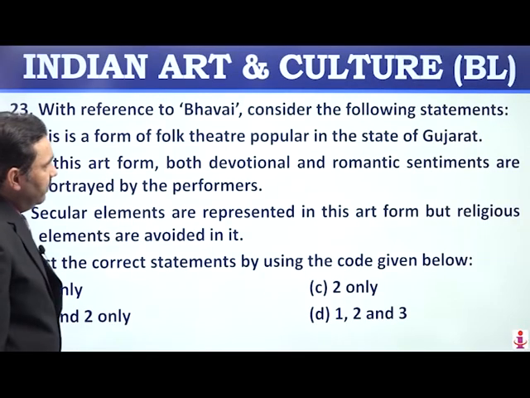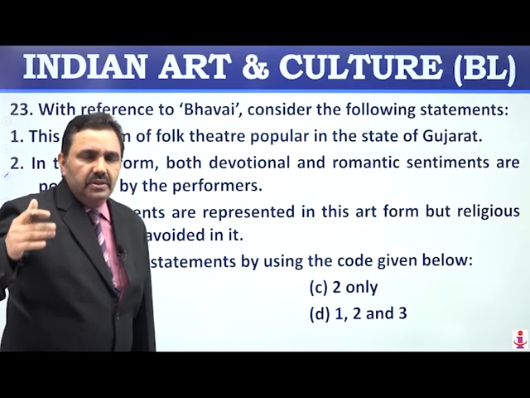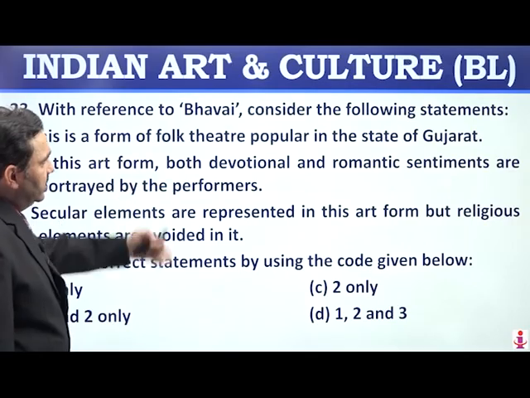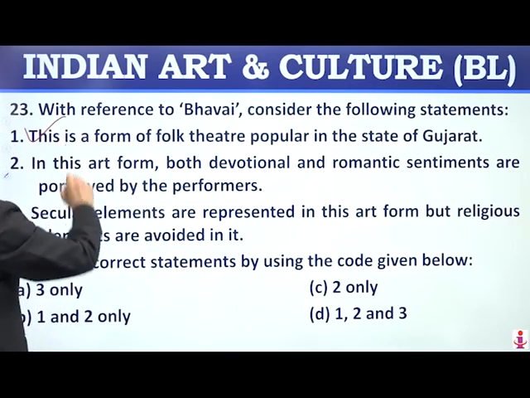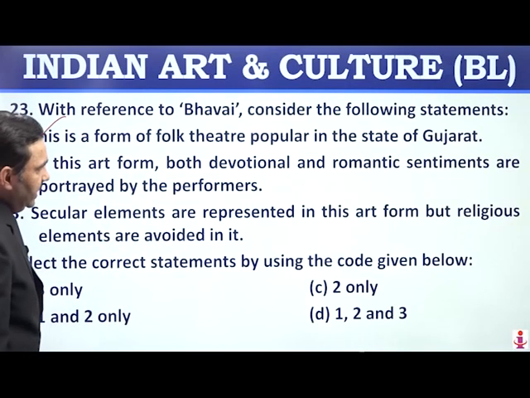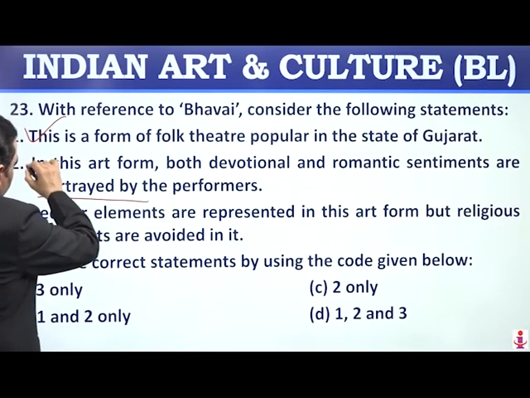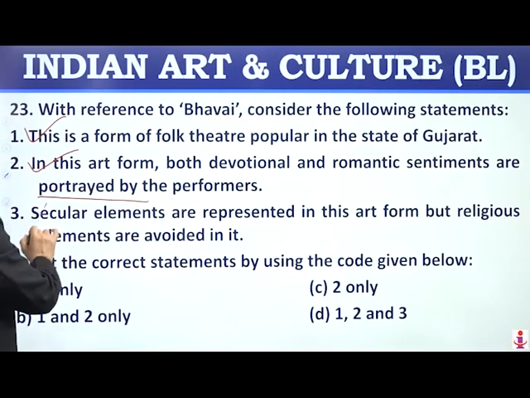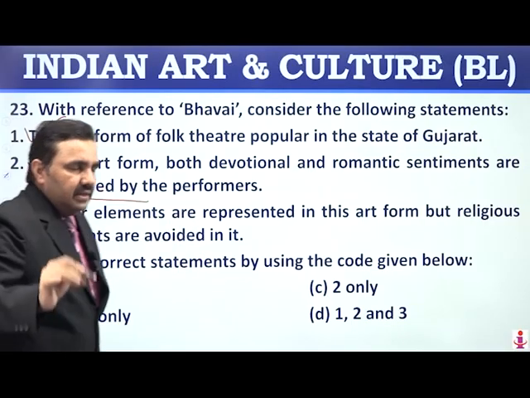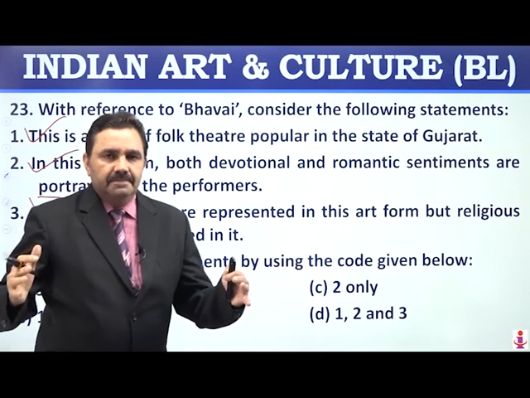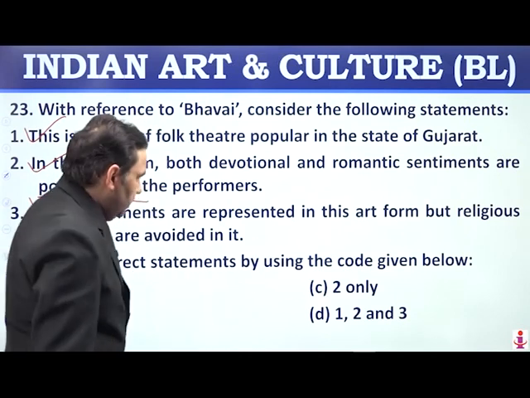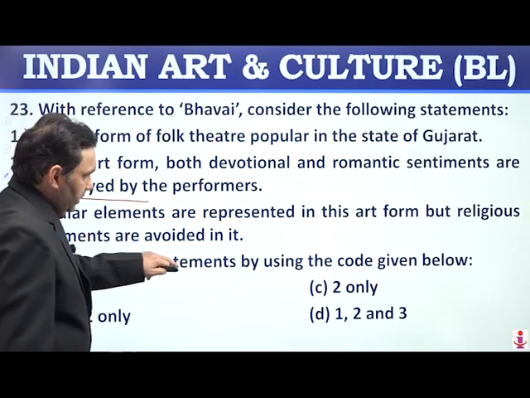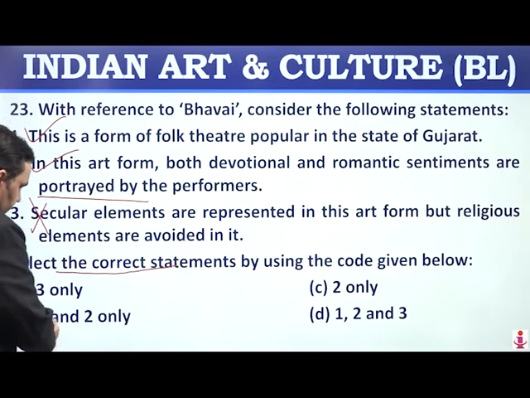With reference to Bhavai, Bhavai is an art form belonging to Gujarat. It's a folk theatre popular in the state of Gujarat. Correct. In this art form, both devotional and romantic sentiments are portrayed. Correct. Secular elements are represented in this art form, but religious elements are missing. That is wrong. It has both secular as well as religious elements in it. It's Bhavai, folk theatre of Gujarat. 1 and 2 are correct. You have to choose the correct statements. So 1 and 2, option is B.